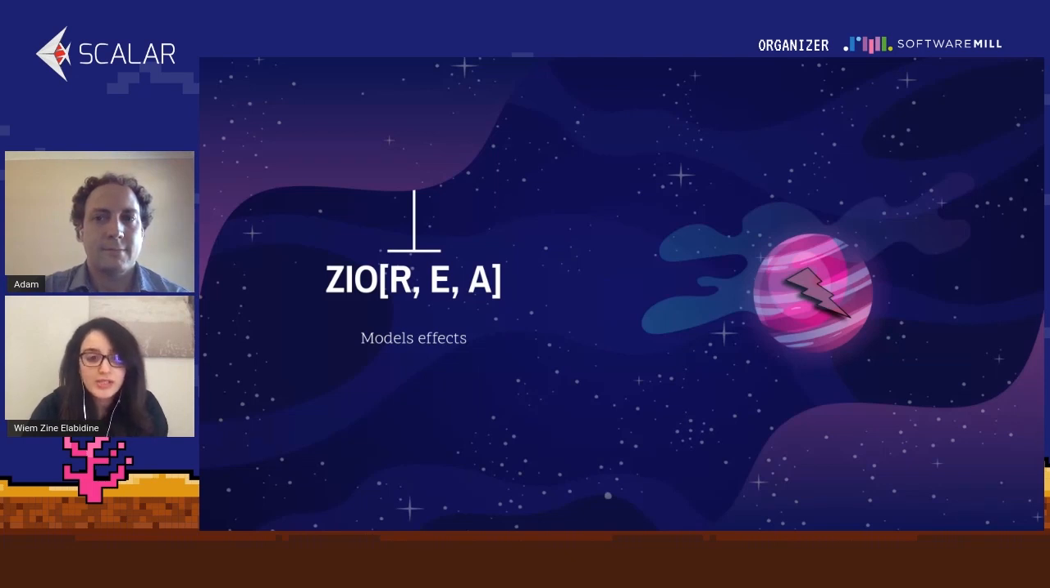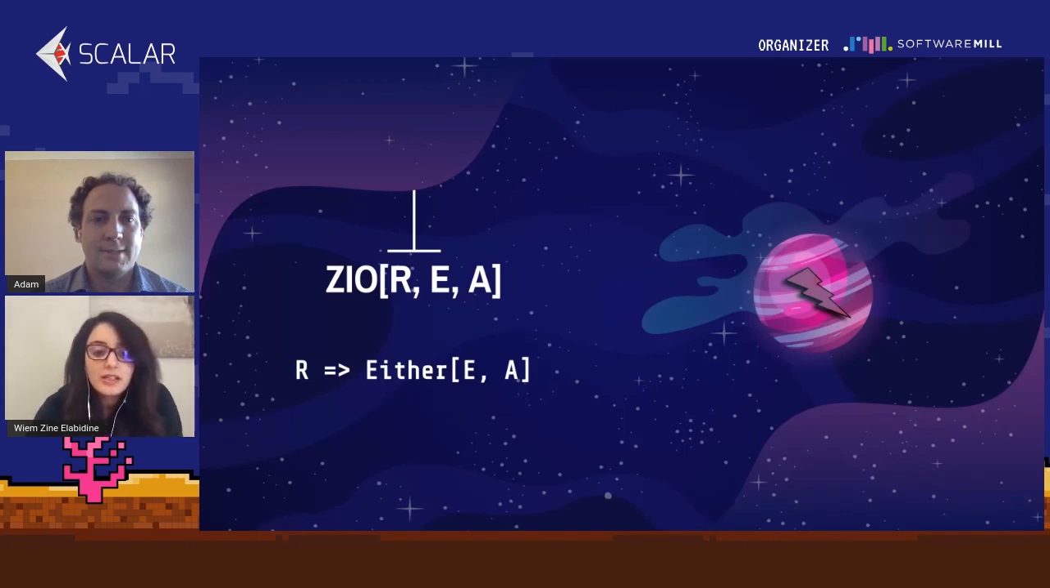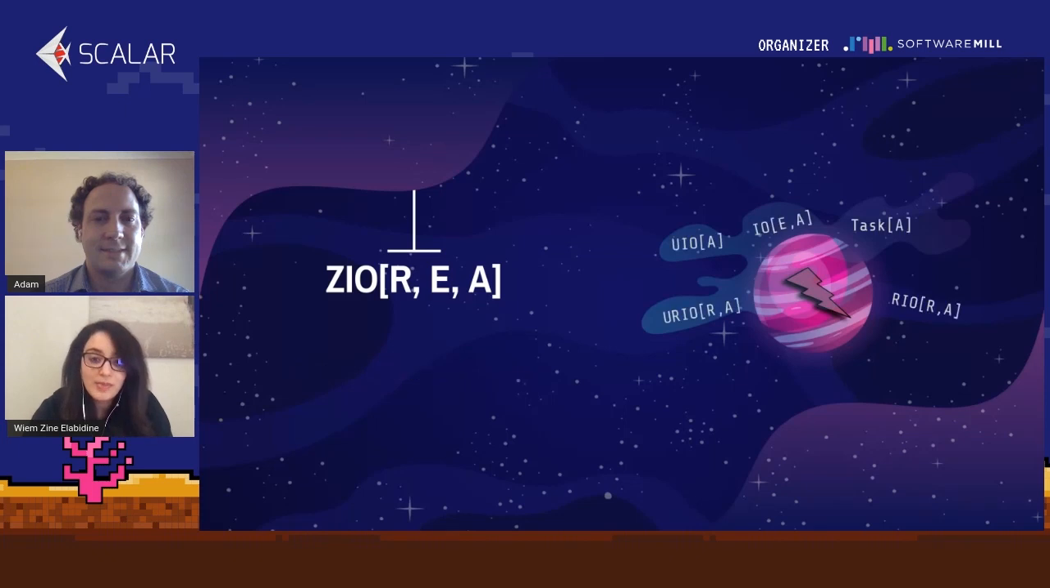For simplicity, we can see this data type as a function that requires an R and either fails with a value of type E or succeeds with a value of type A. In case your program doesn't require any environment, or will never fail, or fails with Throwable, and you think that ZIO has too many type parameters, you can use the type aliases of ZIO.